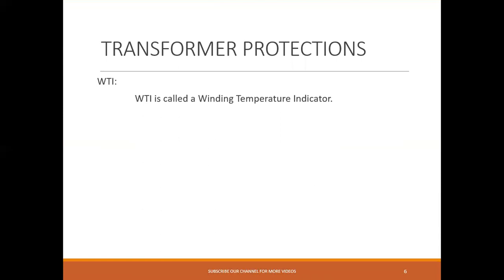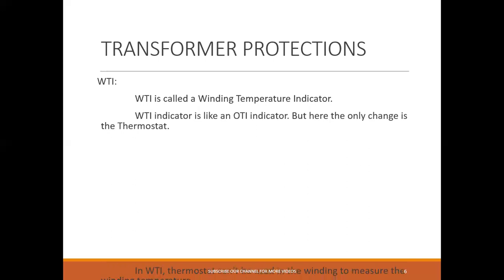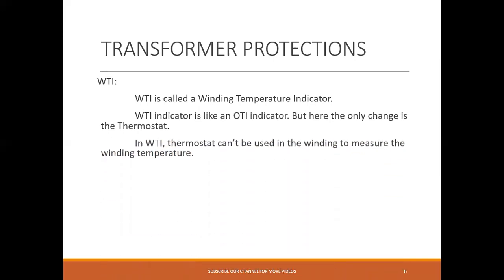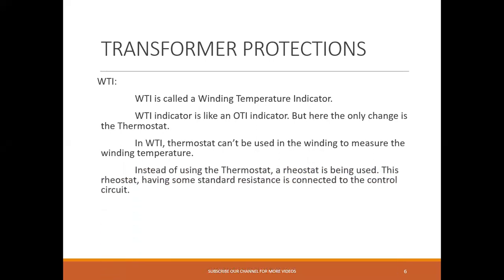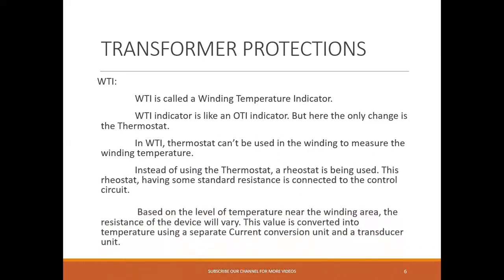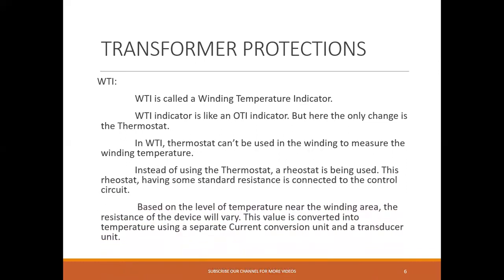Transformer protection, second point is WTI. WTI is called the winding temperature indicator. The WTI is like an OTI, but the only change is the thermostat. In the winding temperature indicator, a thermostat can't be used in the winding to measure the winding temperature. Instead of using the thermostat, a rheostat is used.